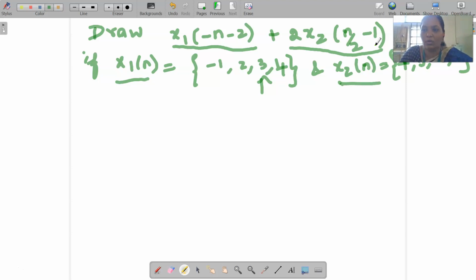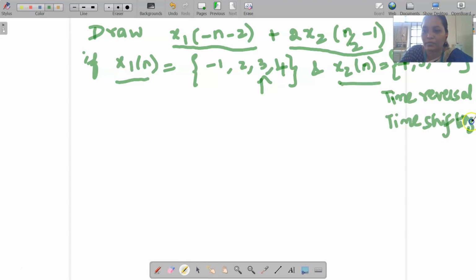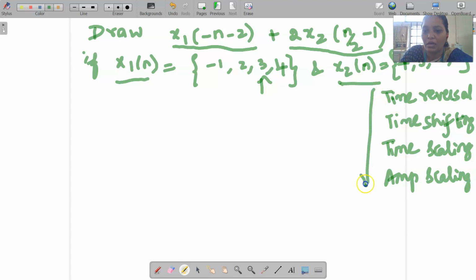So as we know, in mathematical operations, the first operation is time reversal. So we have to do first reversal of a signal, then time shifting, then time scaling, followed by amplitude scaling. So this is the priority which we have to follow while doing a mathematical operation. So the first operation is time reversal.